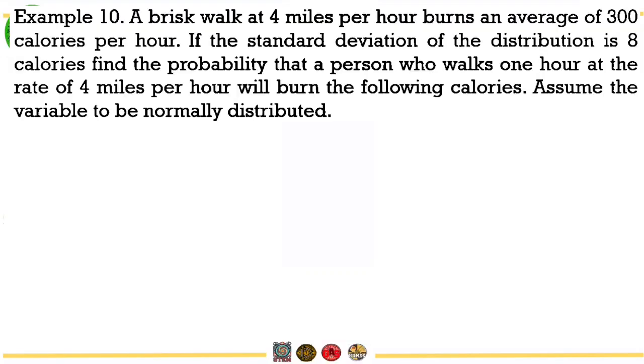A brisk walk at 4 miles per hour burns an average of 300 calories per hour. If the standard deviation of the distribution is 8 calories, find the probability that a person who walks 1 hour at the rate of 4 miles per hour will burn the following calories. Assume the variable to be normally distributed.